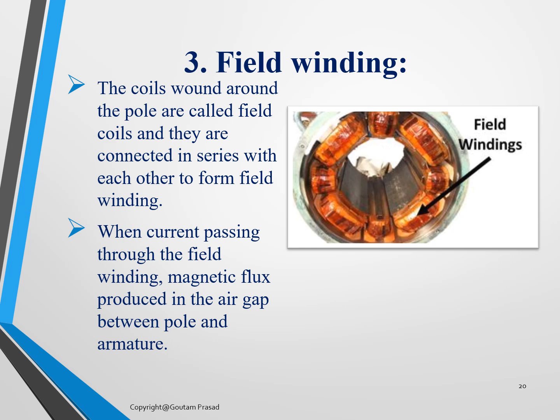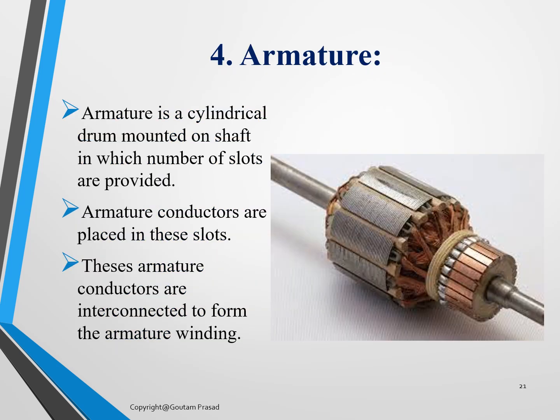Field winding, the coils. You can see in the picture that coils are there, wound around the pole, and the coils wound around the pole are called field coils, and they are connected in series with each other to form field winding. When current passes through the field winding, magnetic flux is produced in the air gap between the pole and the armature.